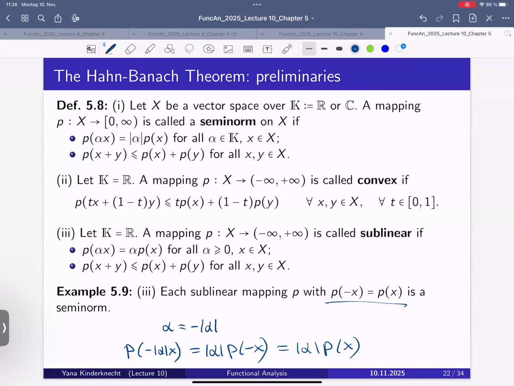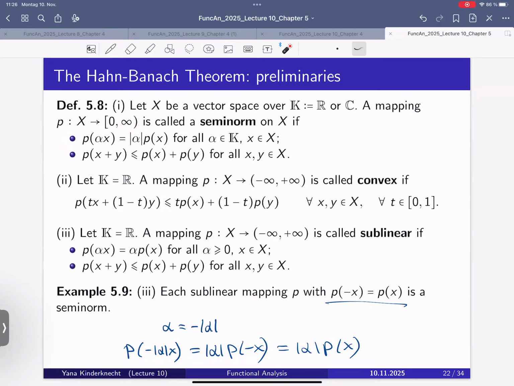So sublinear with this extra requirement means that this is satisfied, and it also means that actually the mapping takes only non-negative values.